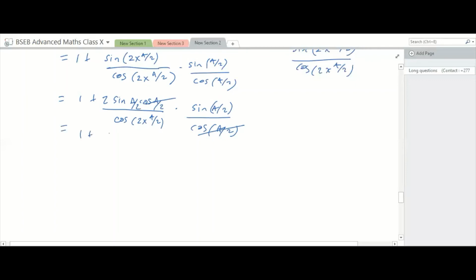So you got 1 plus 2 sine squared (A over 2) divided by cos of 2 times A over 2, which is equal to, what do we need to find?